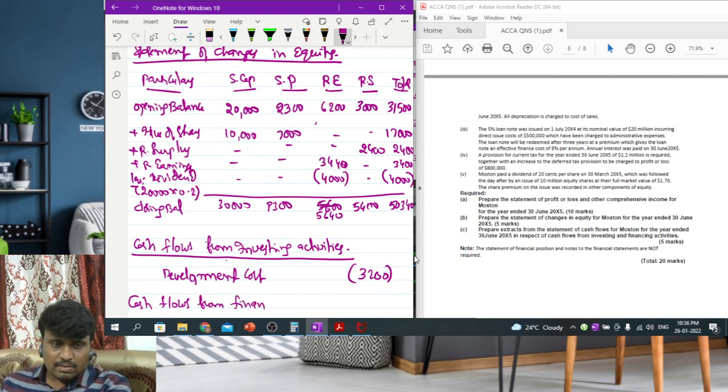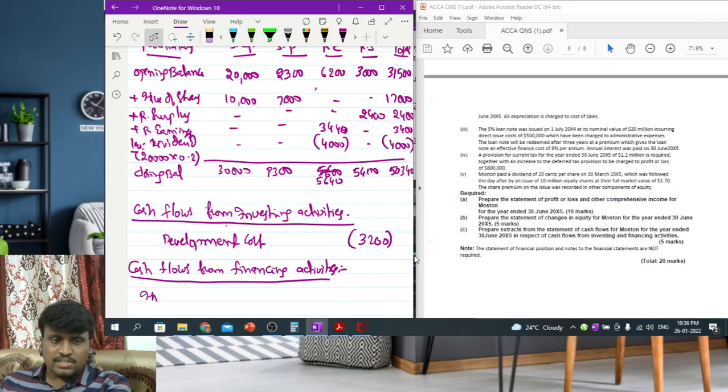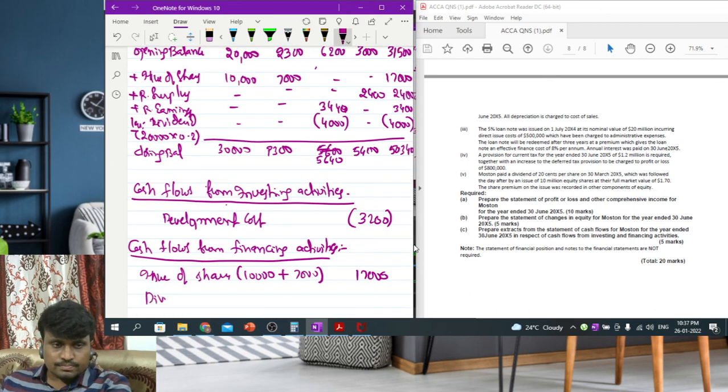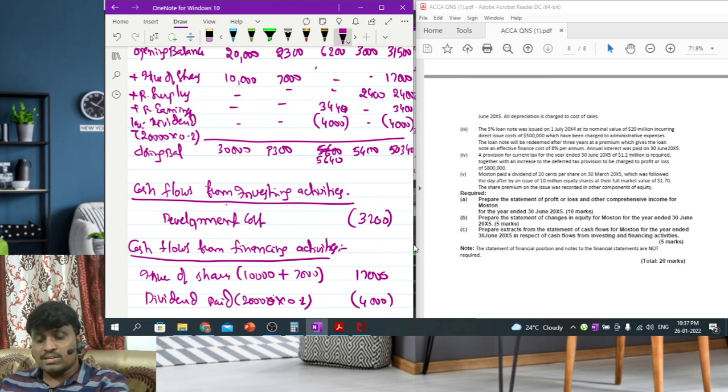Next, cash flows from financing activities. So here issue of shares are there. So how much? 10,000 plus 7,000. So $1.7 million, right? 17,000. And the another one is dividend paid. What is the dividend paid? So 20,000 into 0.2 is nothing but what? 4,000. And loan notes are there. And how much loan notes are issued during the year? So nothing was stated. Issued on 1st July 20X4, $20 million incurring direct issue cost of 5 lakh.